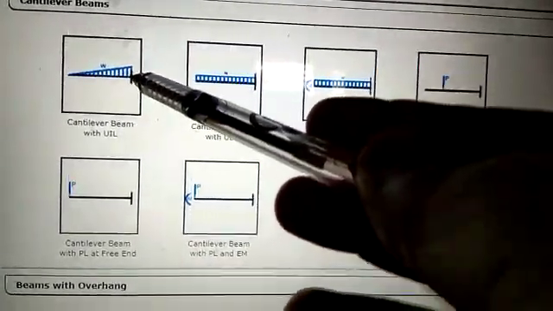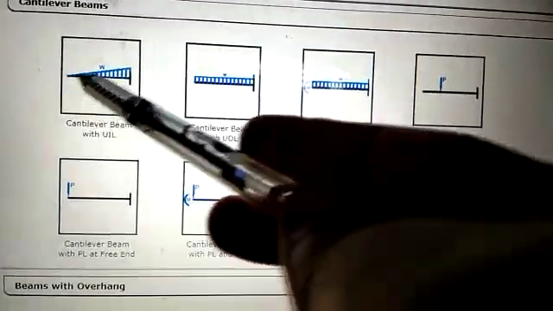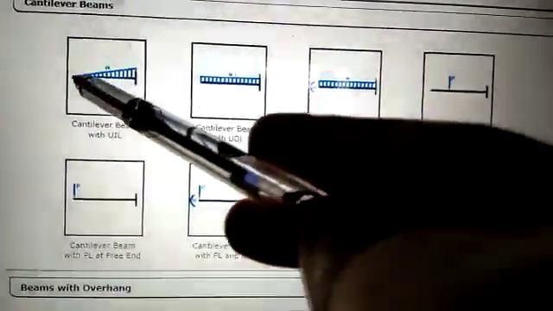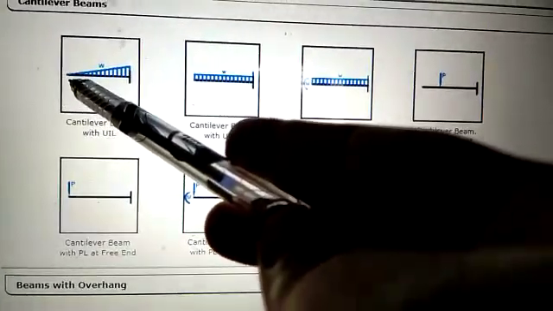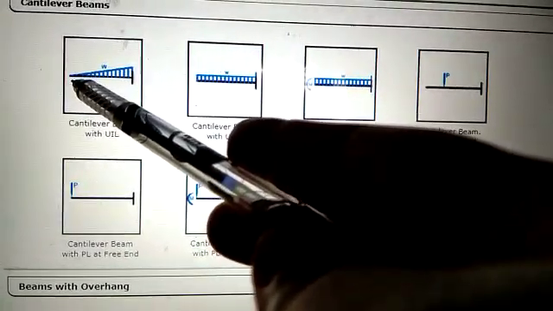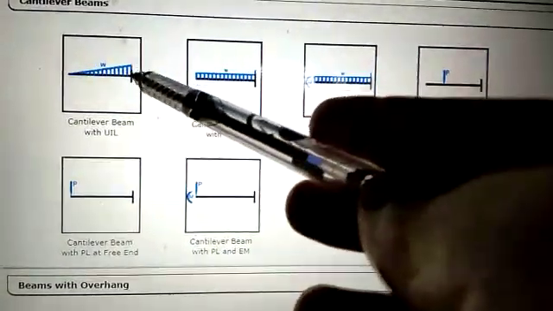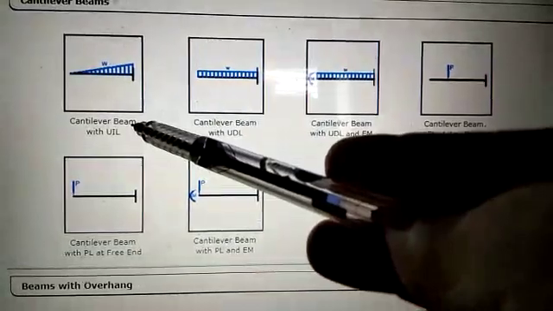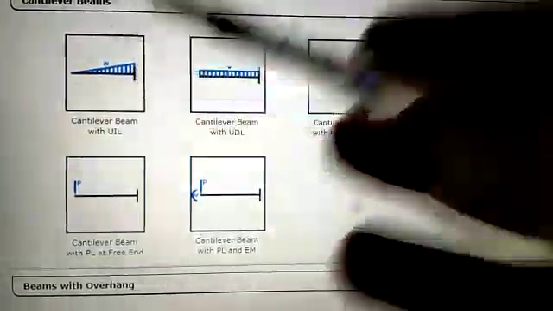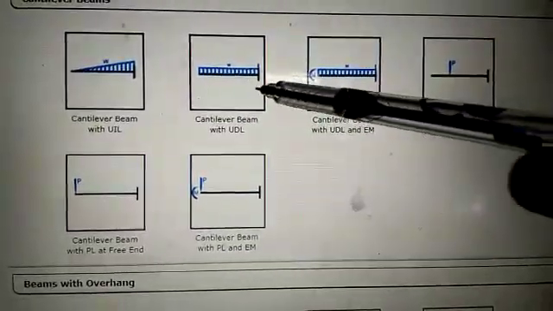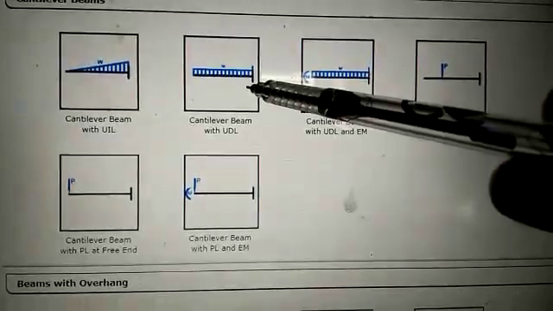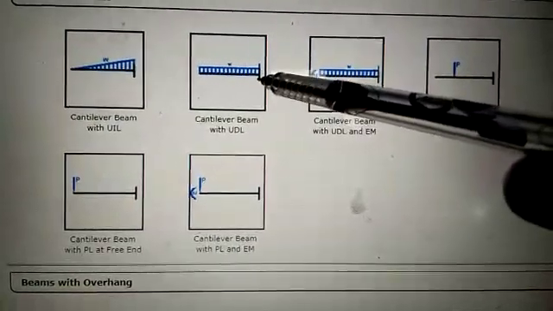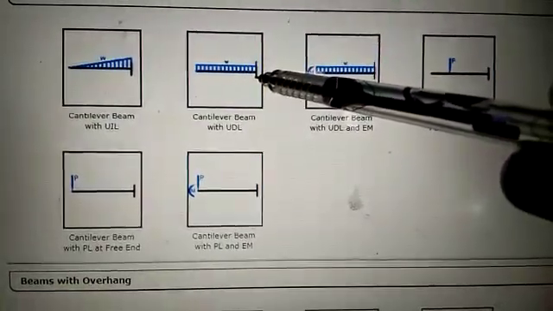So here it is a fixed beam on which uniformly distributed load is applied, but the amount or the intensity of load is 0 at the free end and it is maximum at the fixed end. So this is the cantilever beam with uniformly varying load. In this case we have also derived the equation for moments and shear force for this load.